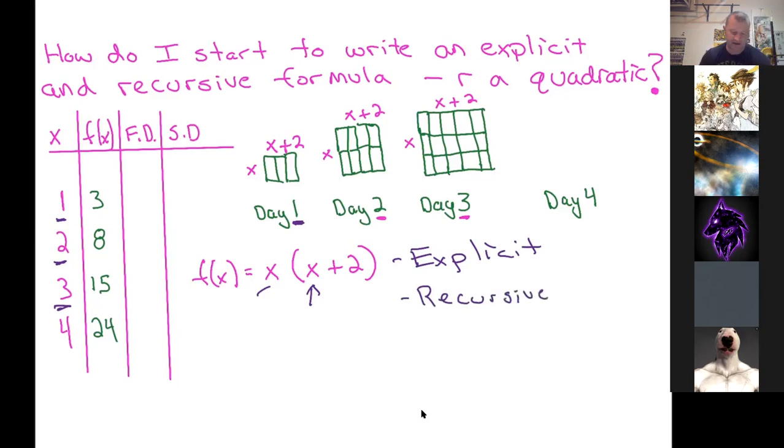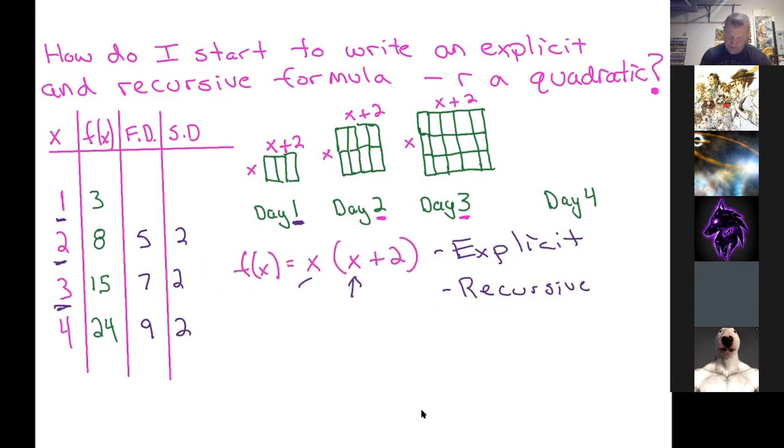For the recursive, we need to start looking at the first and second differences. So I'm going to keep filling out this table. From 3 to 8 is 5, from 8 to 15 is 7, and from 15 to 24 is 9. So that's going up by 2, 2, and 2. And again, this is getting into recursive. So our recursive is f of x equals f of x minus 1, and then whatever. Now remember, if it's linear, it's like plus 3, plus 2, plus 1. It's real easy because all you're doing is taking what's in the first difference and saying that's what's happening. So it's no different with quadratics.